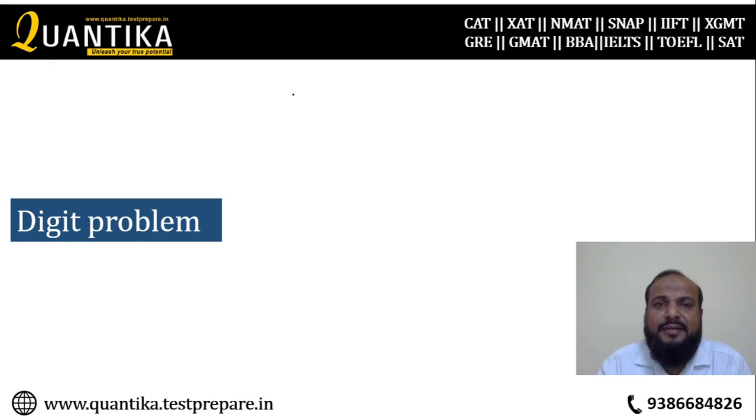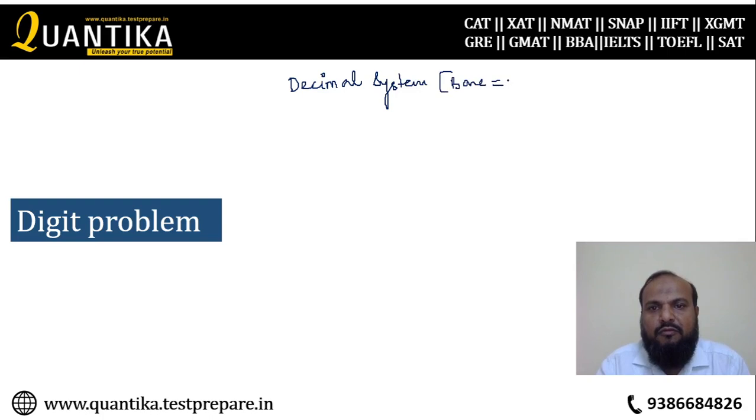Our number system is actually a decimal system that has a base equal to 10. When the base is equal to 10, that means the available digits are 10. So there are 10 digits which are known to humankind, if you're talking about the number system that humans follow.